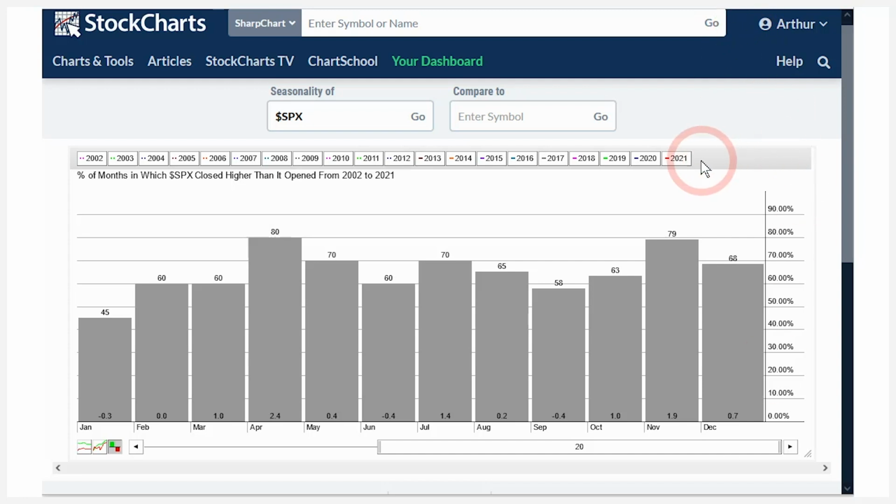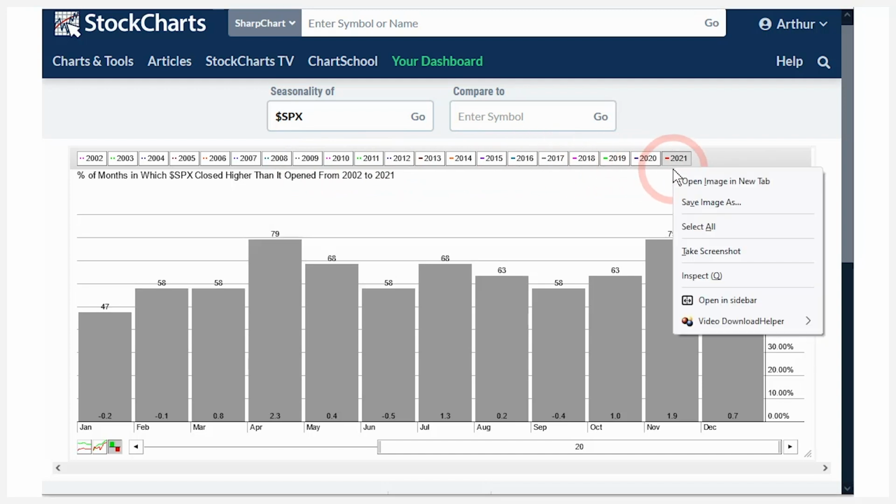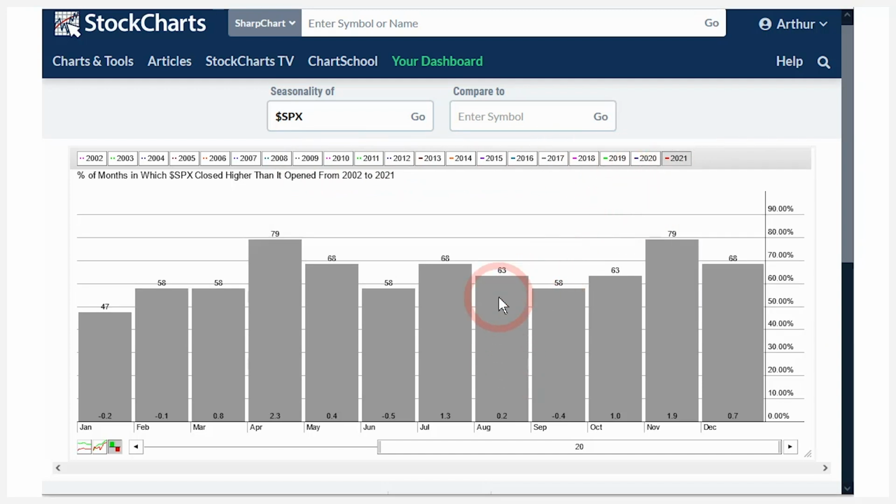So since I'm on this seasonal chart here, I just put up the S&P 500, and this is over the last 20 years, 2002 until 2021. And you can see we've been in a bull market for most of this period, since 2009. And if you look at the seasonal patterns, August is up 63% of the time. The average gain is 0.2%, so not a big average gain. September is up 58% of the time, and the average is an actual loss, 0.4%.